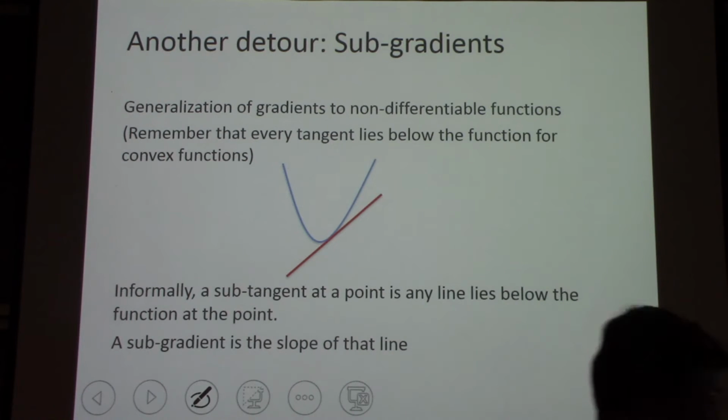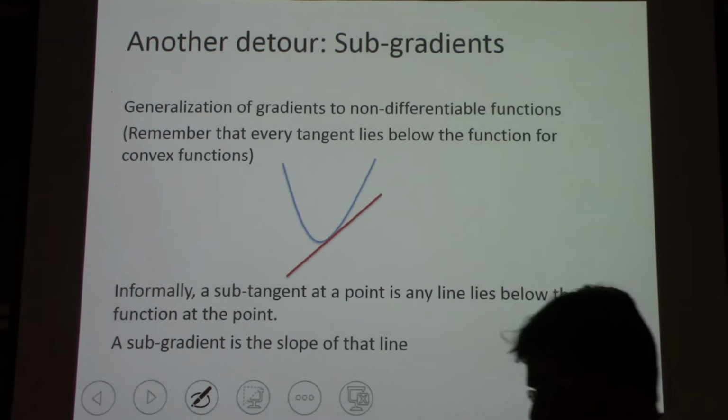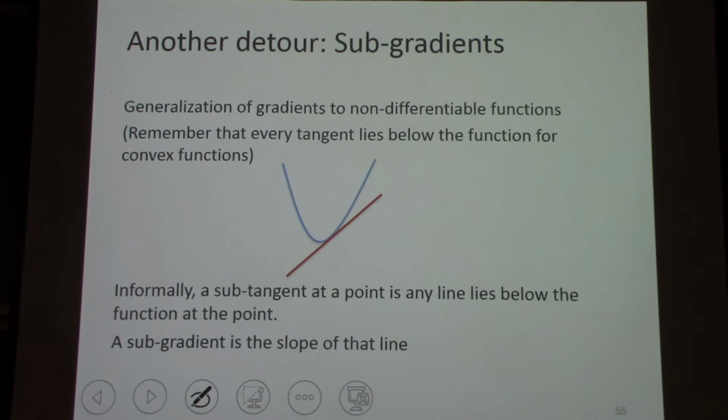One way of thinking about it is, first of all, let's think of what is a gradient. The gradient of a function is the derivative of that function. If you have the function f of x as x squared, then its gradient is 2x at any point. That's just the algebra. From the geometric perspective, the gradient is actually the slope of the tangent. So basically there's a one-to-one mapping between tangents and the gradient of a function.